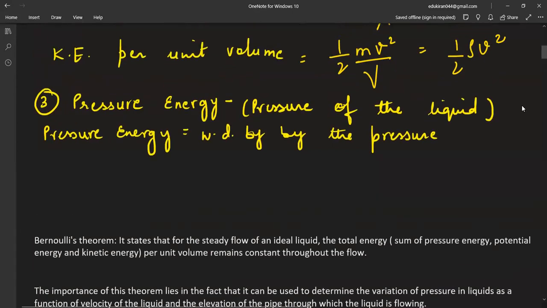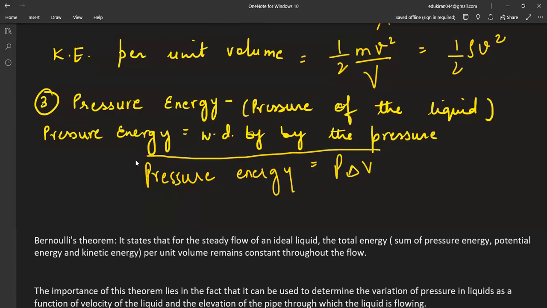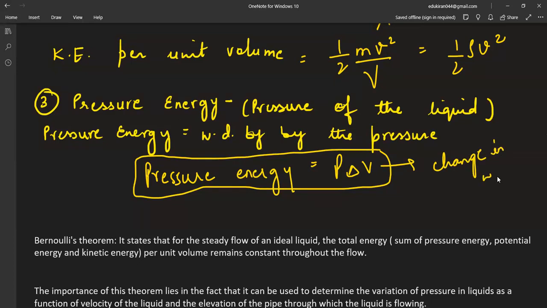Now there is one more energy which is known as pressure energy. It means basically pressure of the liquid. So pressure energy is the work done by the pressure. Pressure energy is equal to P delta V. Why P delta V? Okay, we haven't done thermodynamics, no. In the batch which is going on, we'll be completing that also. This is basically the change in work done. Just remember it for now. When we jump to thermodynamics, we'll complete it.